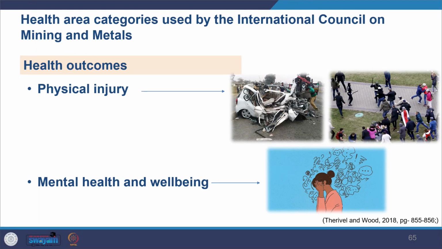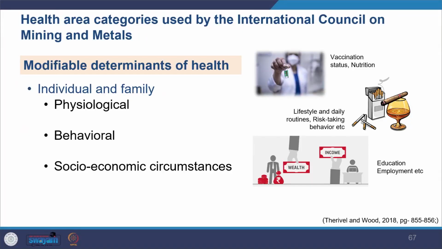Now we're going to look at the categories provided by the International Council on Mining and Metals. So here you see what health outcomes they identify. They look at infectious disease, chronic disease, nutritional disorder, physical injury, mental health, and well-being. There are examples also put for those health outcomes. And now they also provide guidelines for modifiable determinants of health. So you are looking at the health determinants.